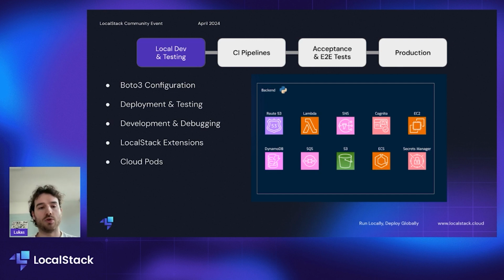Well, let's start with the first step here. Let's keep it simple and small. Local dev and testing. Where does LocalStack help us with developing the backend? On the left-hand side, I have listed all the various things which we will go through. First is Boto3 configuration. Then we'll take a short look at deployment and testing. Then we'll look at development and debugging. We will see how we use LocalStack extensions. And then last but not least, how we use Cloud Pods to enable local dev and testing.